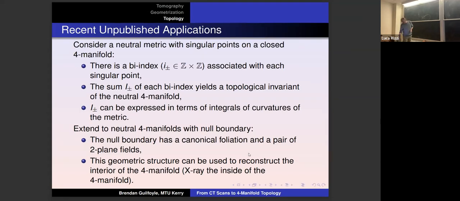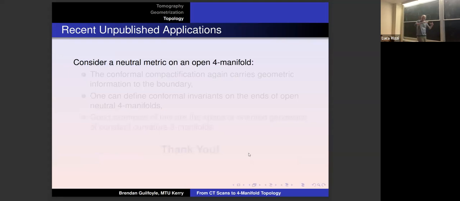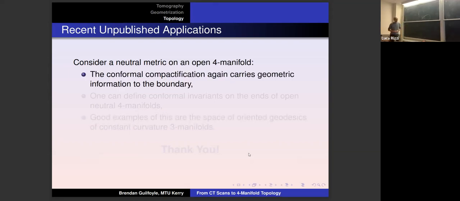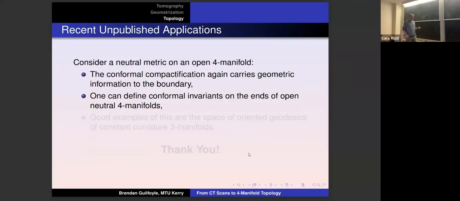On the other hand, if you have it on an open 4-manifold, so without boundary, well, that's also an interesting case. In fact, that's the case of spaces of geodesics in general. If you do a conformal compactification, then you end up with some nice conformal data at the boundary. In fact, there are conformal invariants that you can define on the ends of these open neutral 4-manifolds. They come from this foliation, this compactification, and because you're doing it conformally, the null structure doesn't change. So you can capture this null structure in this 4-manifold by conformally embedding it in a 4-dimensional space and looking at the ends, one with boundary.